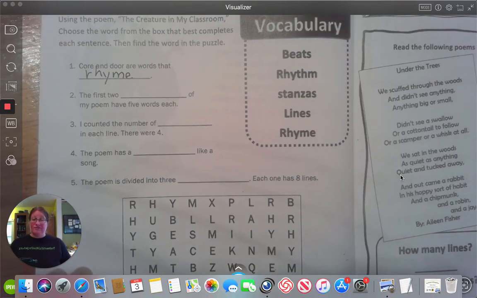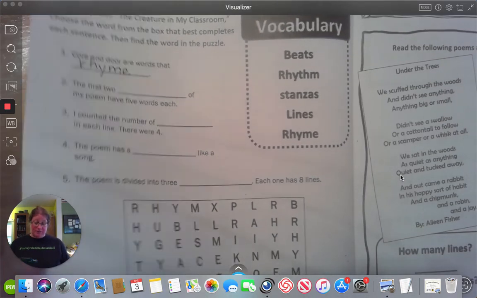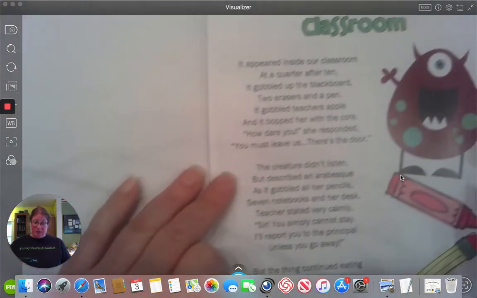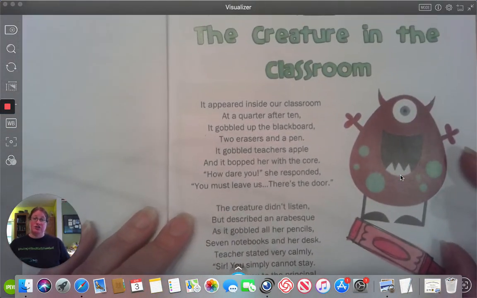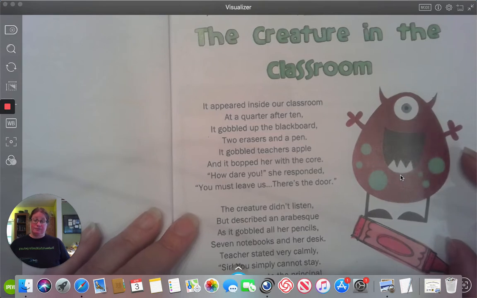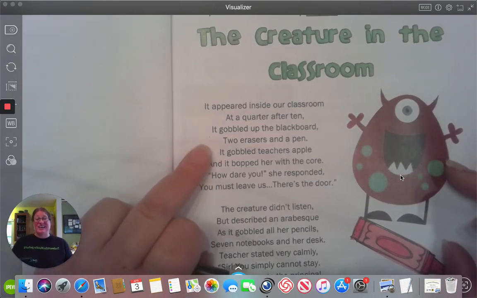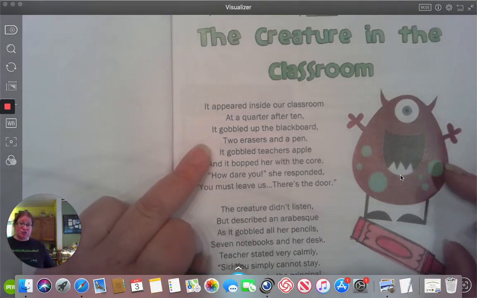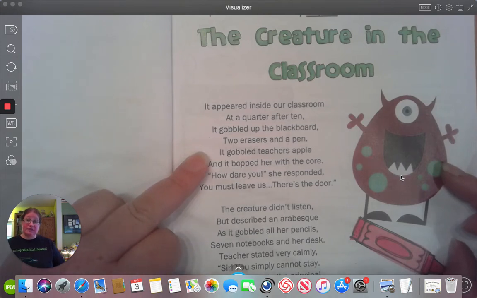Let's go back and figure out what he might be talking about. So remember, we're using creature in the classroom. So he said 5 words each, the first 2 of something. So it's either the first 2 lines or the first 2 stanzas, because those would be our 2 choices, right? So let's count and see what we come up with for an answer.